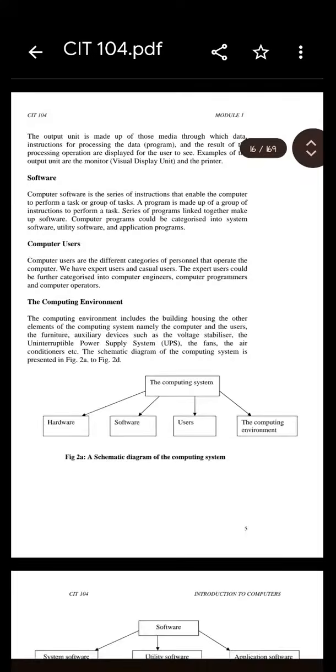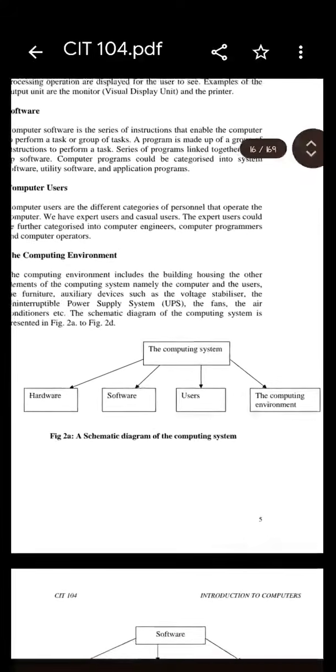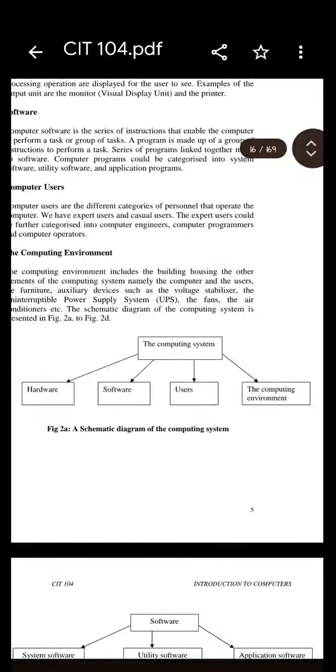So this is the diagram that explains the computing system. Here you can see that the computing system consists of the hardware, the software, the users, and the computing environment. Please take note, the computing system consists of the hardware, the software, the users, and the computing environment.